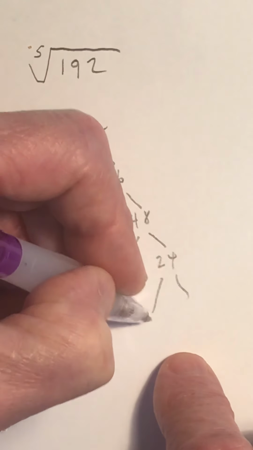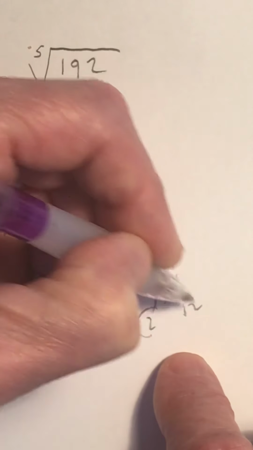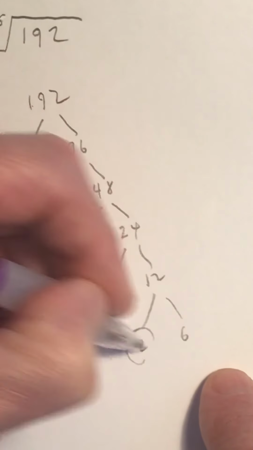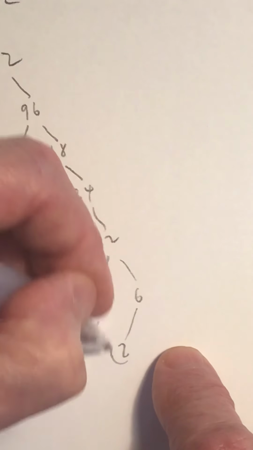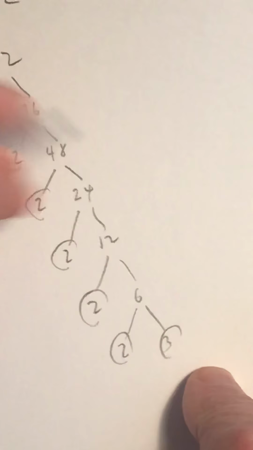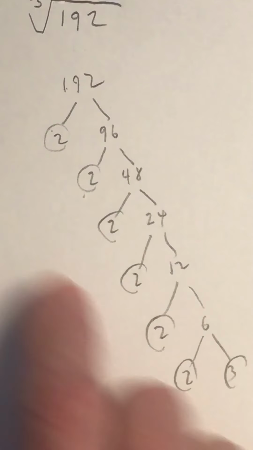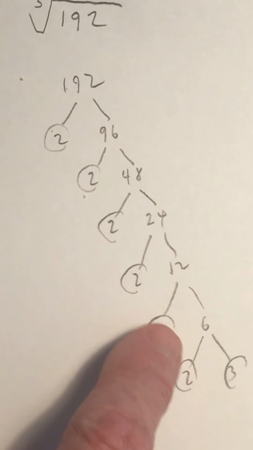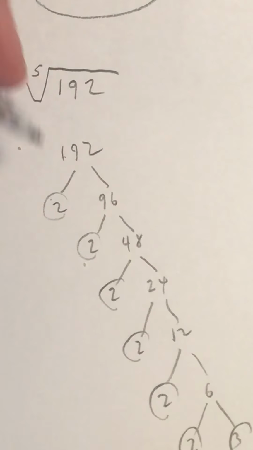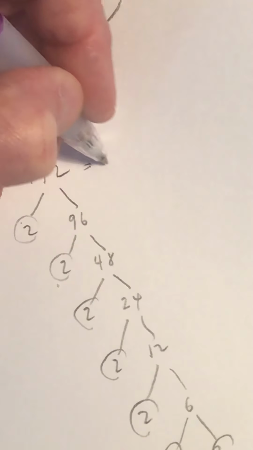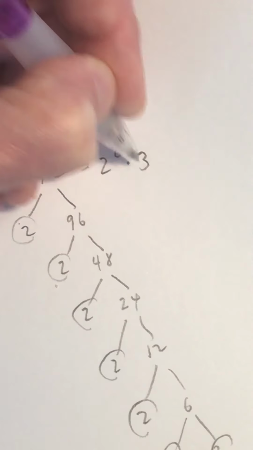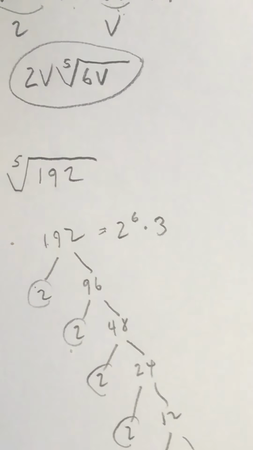And this gets a little tiresome, but it works. 2 and 6. And finally, 2 and 3. So now we've got all prime numbers, right? So we got 2 times 2 times 2 times 2 times 2 times 2 times 3 is 192. Written in a more compact form, it's 2 to the sixth power times 3.